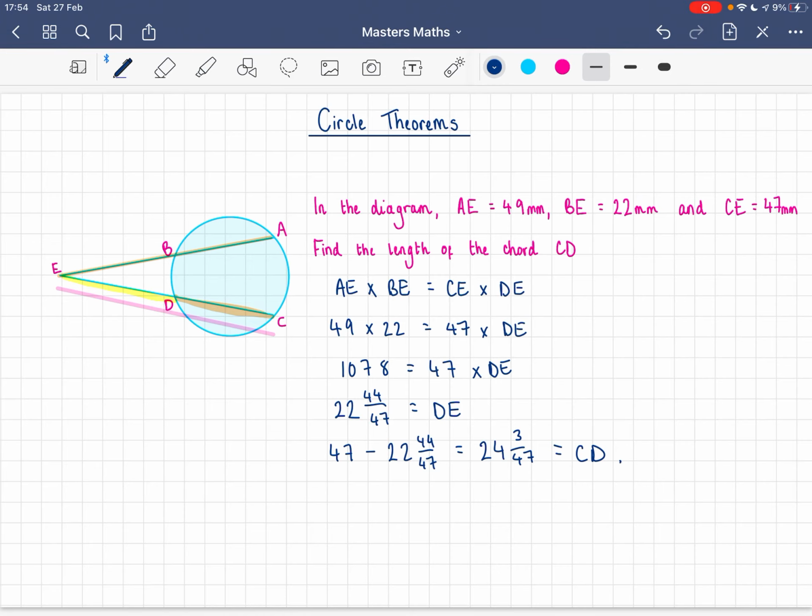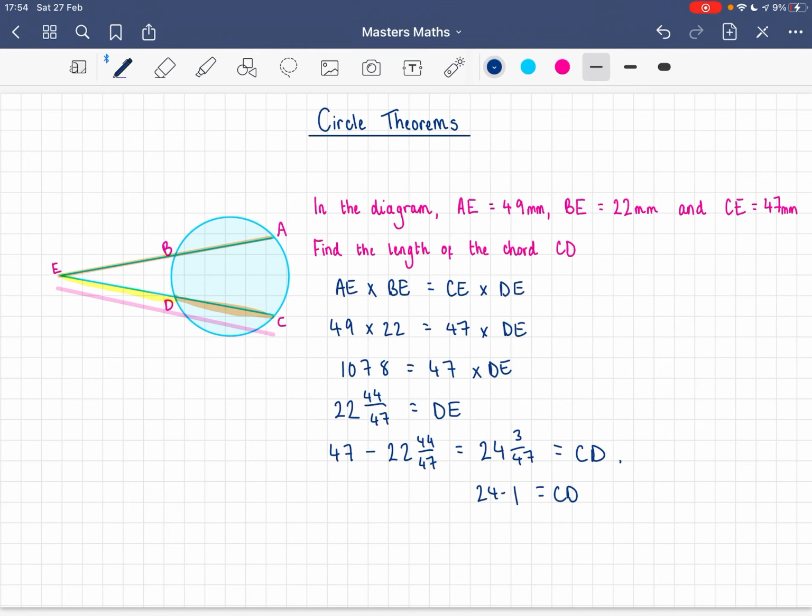I'm still not convinced that it would give you such a nasty decimal, but here we are. If you were to write that as a decimal and round it, it would be 24.1 to 1 decimal place. And that is equal to CD. And that's it, we're done.